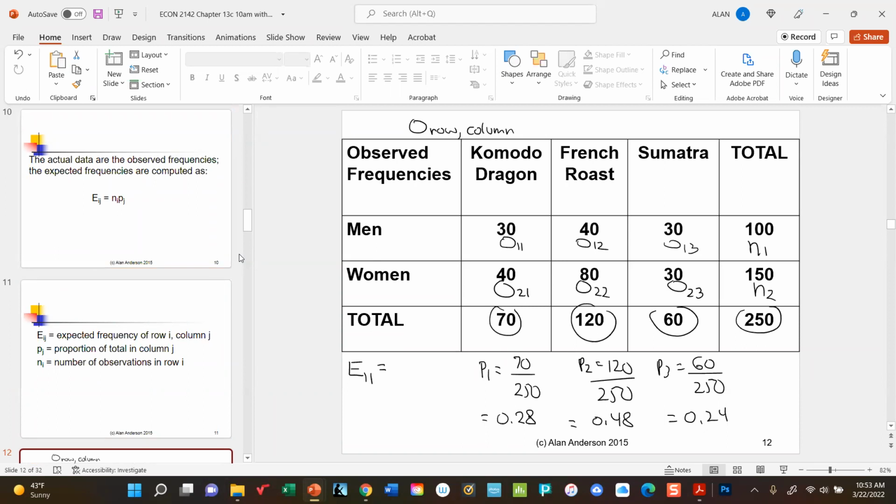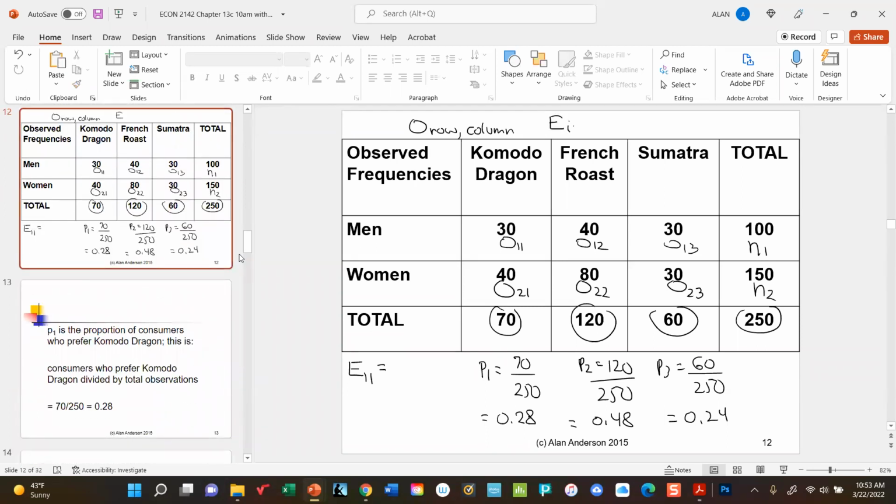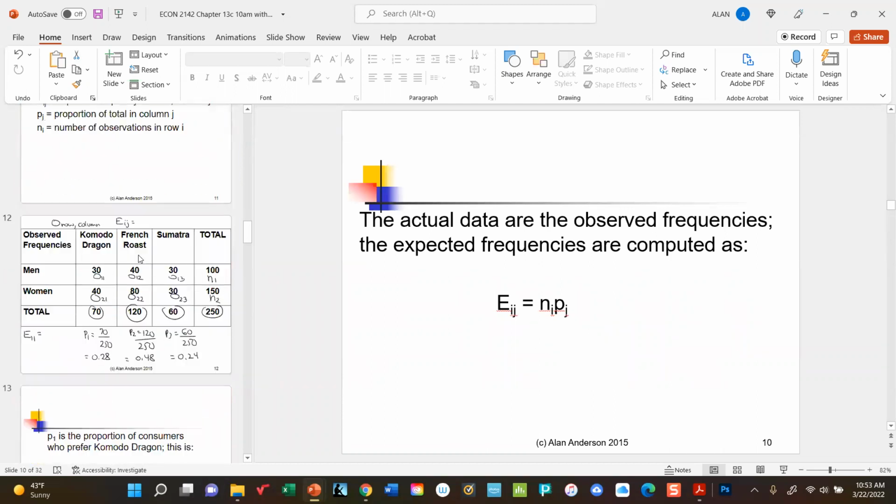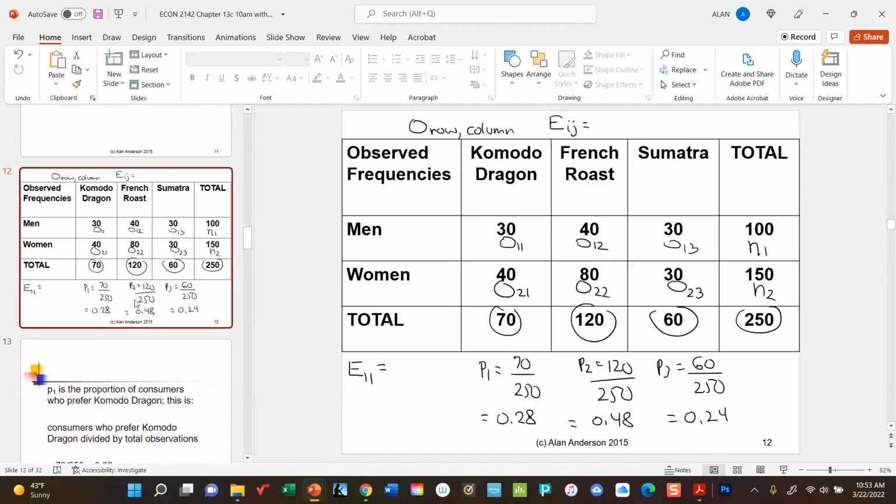Let me repeat this up here real fast. E in any column in any row equals Ni Pj. So this one will be 100 times 0.28. That means if the two are independent, you'd expect 28 men to prefer the Komodo dragon.